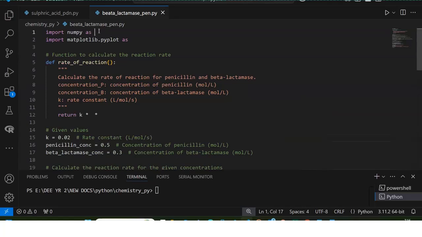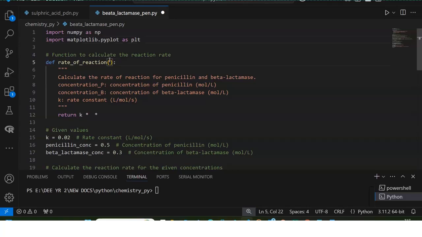So we are going to import NumPy, which is the numerical Python for manipulating data in Python. Then we are going to also import matplotlib.pyplot, which is very important for plotting. So this is going to be np, and this is going to be plt. So import matplotlib.pyplot as plt.